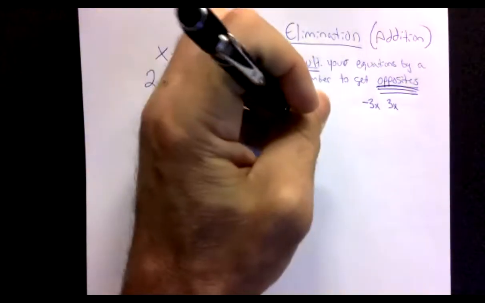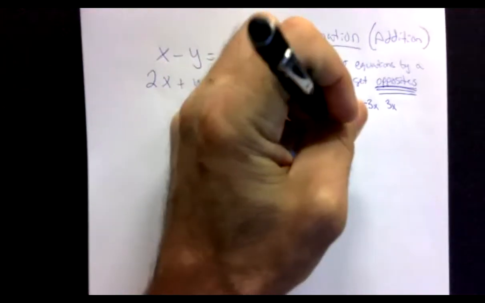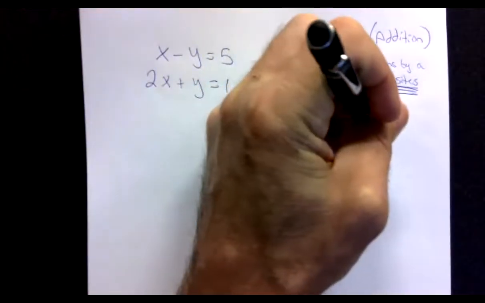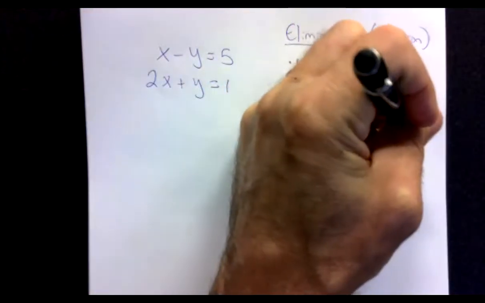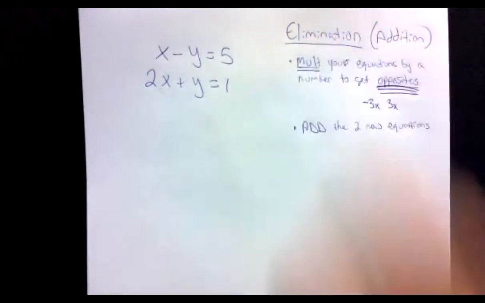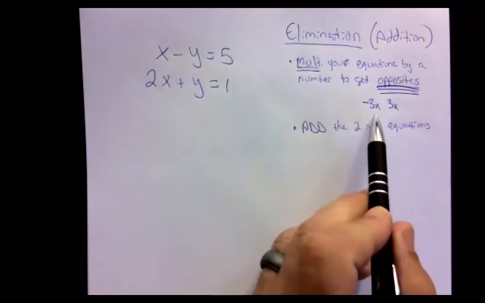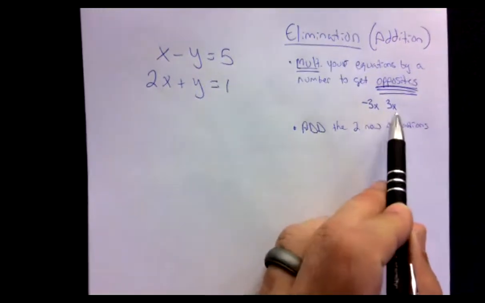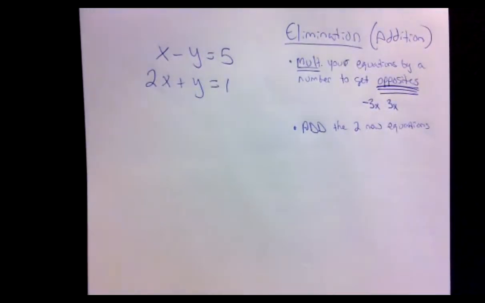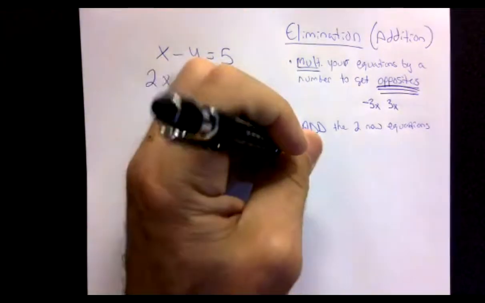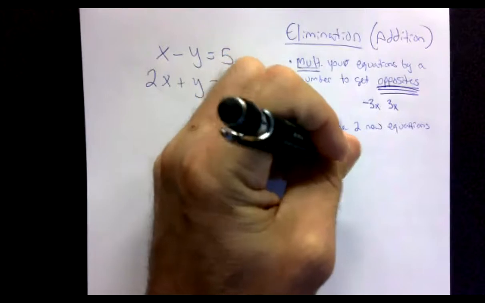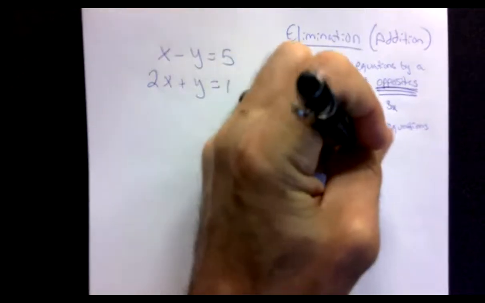Once you have your opposites, you're going to add the two new equations. And again, what should happen is one of your variables is going to drop out. We want opposites because if you add opposites together, 3x and negative 3x is 0. It's going to go away. So we're theoretically going to knock out one of our variables, so we'll be able to solve for the remaining variable.